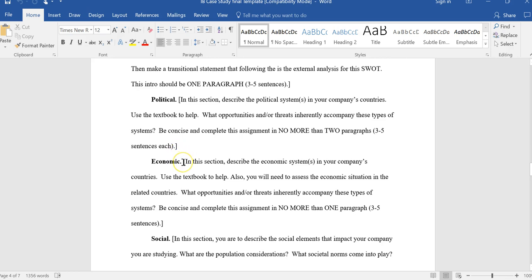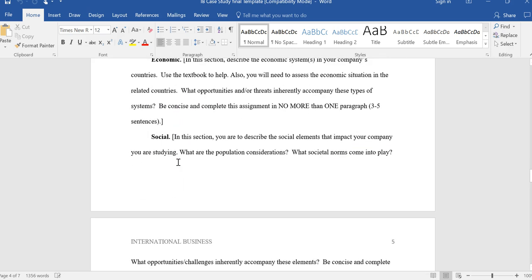Same here. What economic things like inflation, unemployment, disposable income, taxes, interest rates, things like that. What are those types of things that are influencing your company and what they might want to do?